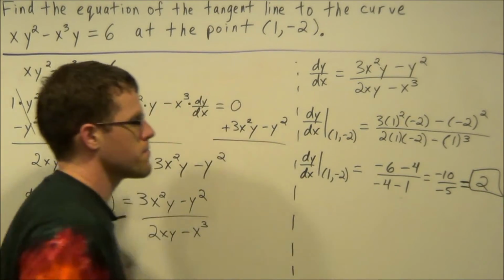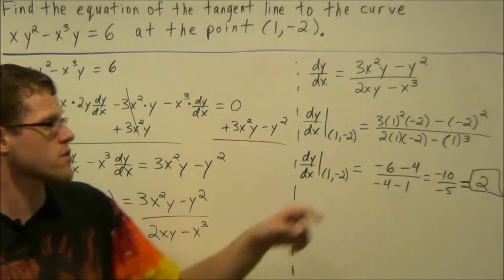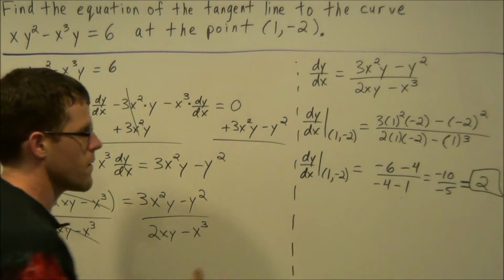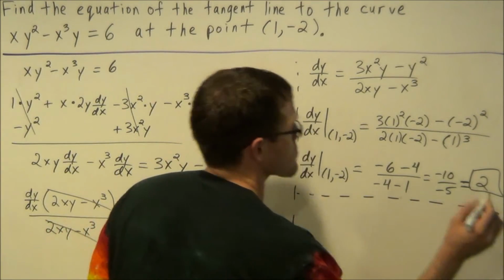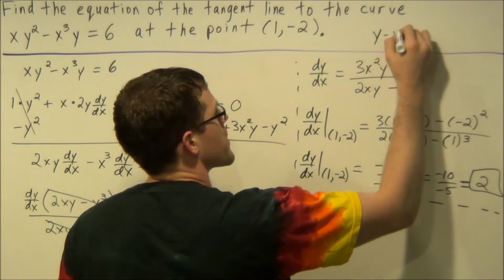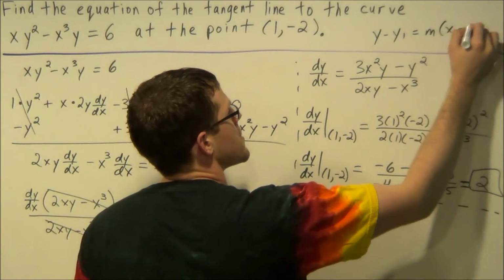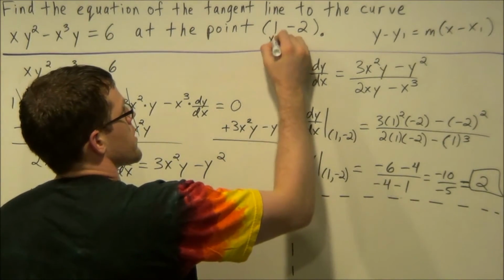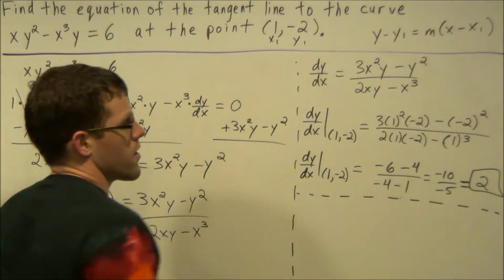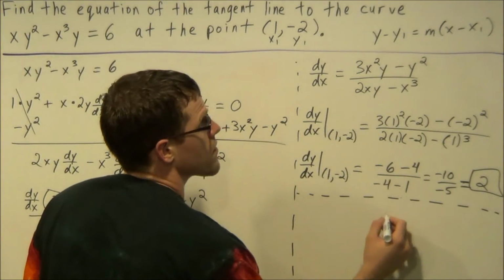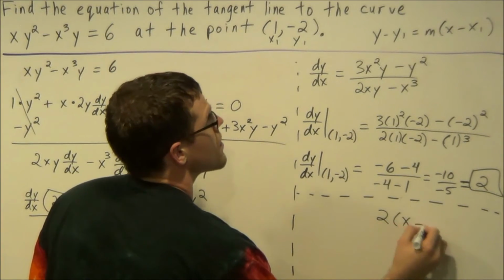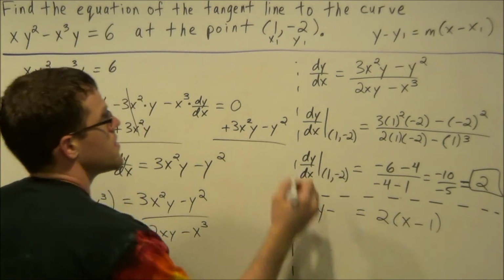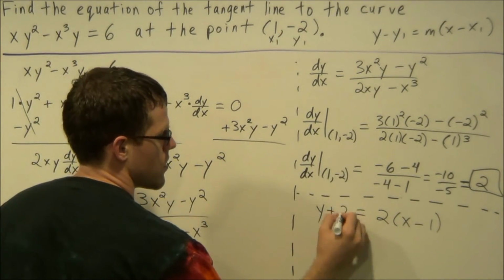This part is very important. This completes step 2, and this represents the slope of the tangent line, where the tangent line meets the curve at the point (1, -2). To close this problem out, step 3, we're going to use the equation y minus y1 equals m times x minus x1. Think of this as our (x1, y1), and this here is our slope. We just plug in: 2 times (x minus 1) equals y minus -2, which changes to y plus 2.